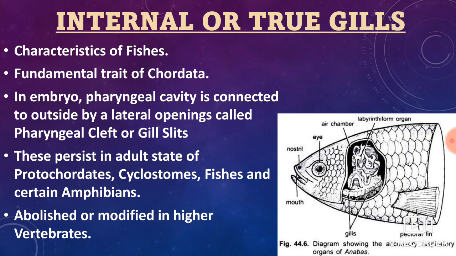Moving to the first part, that is the internal or true gill. Internal gills are the characteristics of fishes and they are also the fundamental trait of phylum Chordata. In the embryo, the pharyngeal cavity is connected to the outside by a lateral opening called pharyngeal cleft or gill slits. These gill slits persist in the adult state of protochordates, cyclostomes, fishes and certain amphibians, but they become modified or abolished in higher vertebrates.